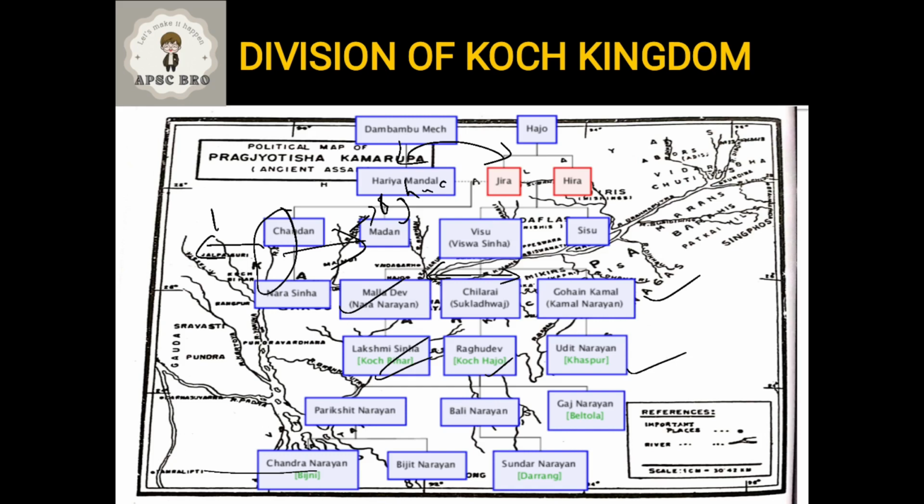Ultimately, this division brought the downfall of the Kush kingdom, and they were limited into small confederates. Like you can see, Chandranarayan ruled over a small part of Bijni. Narayan, a small part of Beltola. Sundarnarayan ruled over the Darang area. So ultimately, the Kush kingdom had its downfall.